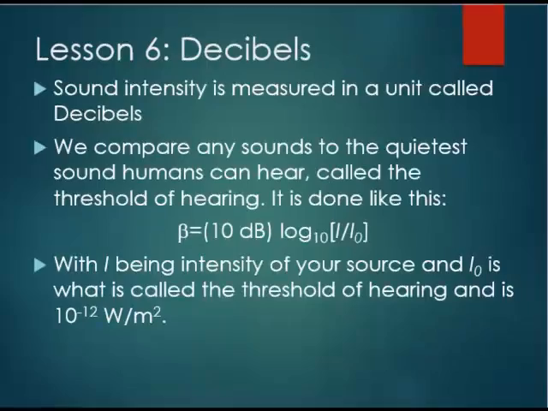Now, when we deal with sound levels and intensities, one of the things they have come up with is a system called decibels. Sound intensity is measured in a unit called decibels. The reason is that human hearing is not linear, it's actually logarithmic. So when something sounds twice as loud as something else, it's actually many, many times louder. So we compare these sounds to the quietest sound a human can hear, called the threshold of human hearing, I0, in an equation like this. Beta, the sound intensity in decibels, is 10 decibels times log base 10 of I over I0, with I being the intensity of your source, and I0 the threshold of human hearing, which is 10 to the minus 12 watts per meter squared.